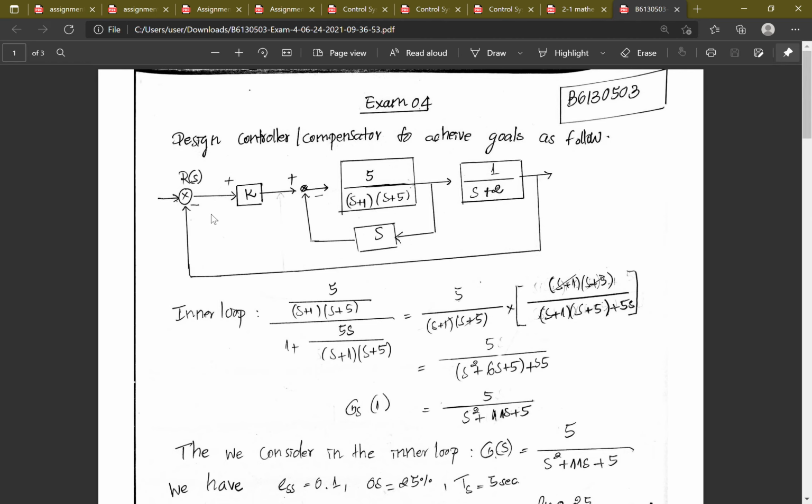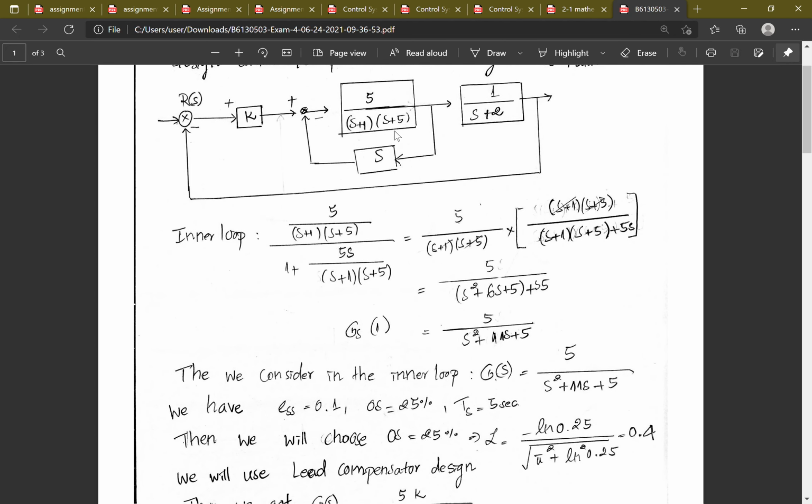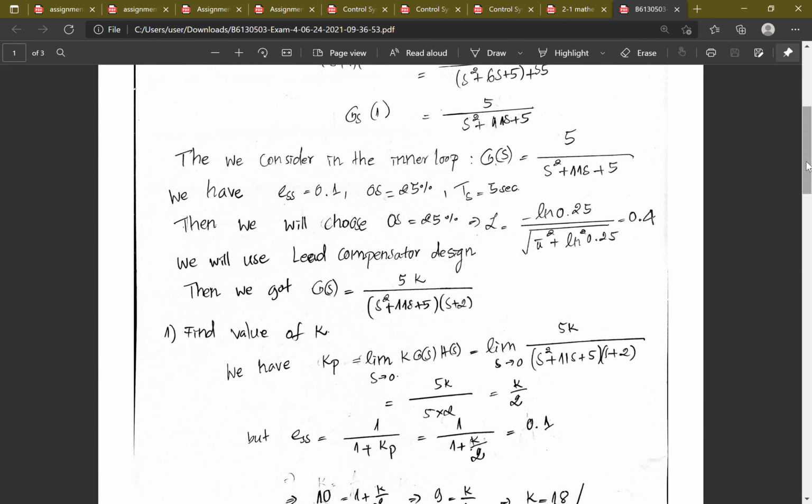First we have this transfer function. First we have to consider this inner loop, and we use the closed loop method to find the G(s) transfer function of this loop. And then when we get this closed loop, we need to multiply all the loops together, all the functions here, by using the open loop. And after multiplying, we got our final function, which is G(s) equal to 5k over this one.